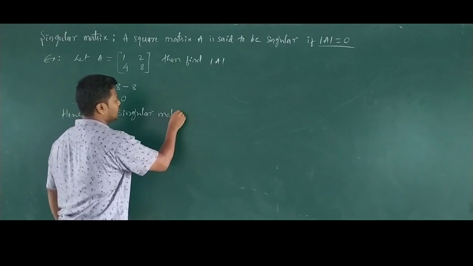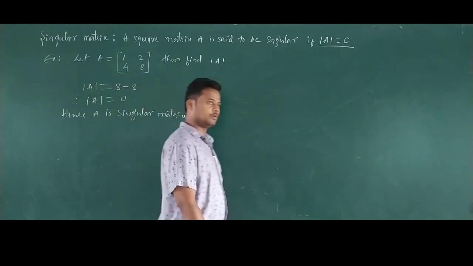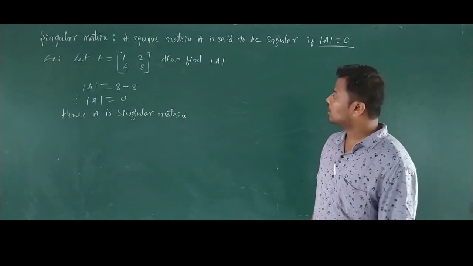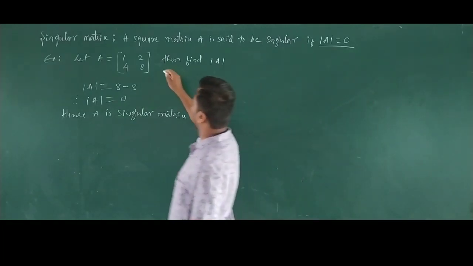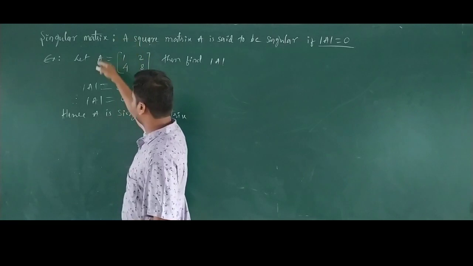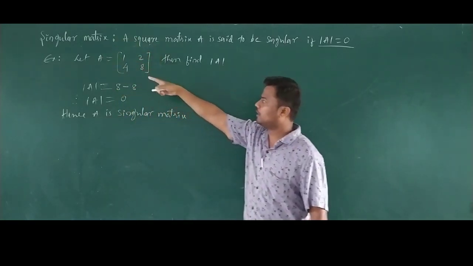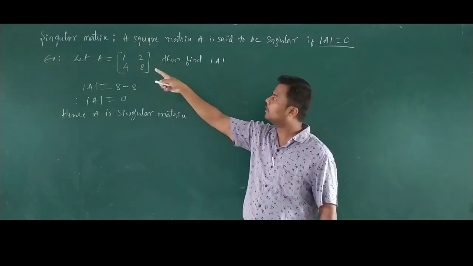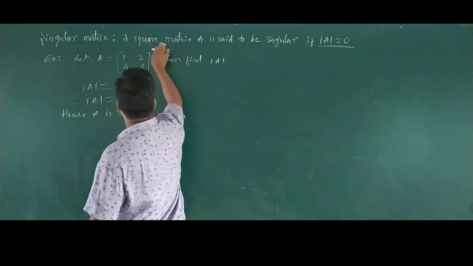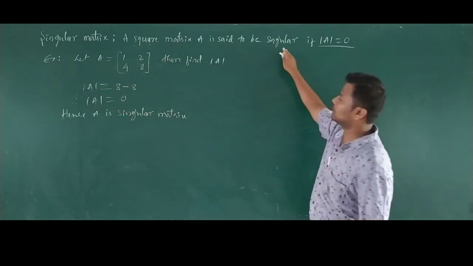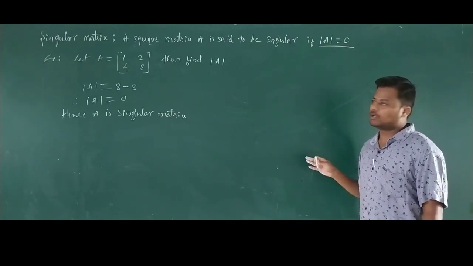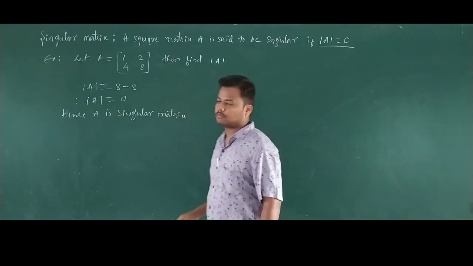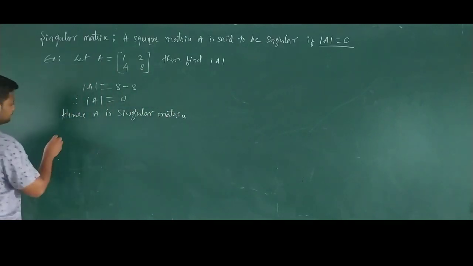So a matrix whose determinant value is 0, we call it a singular matrix. This is only for square matrices. Defining a singular matrix: a square matrix A is said to be singular if determinant of A equals 0. Okay, so an example.